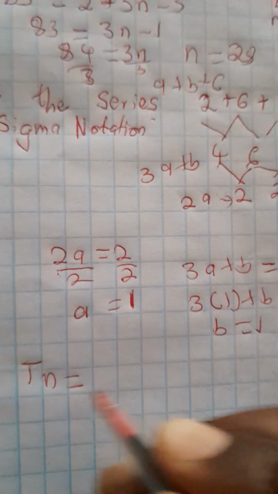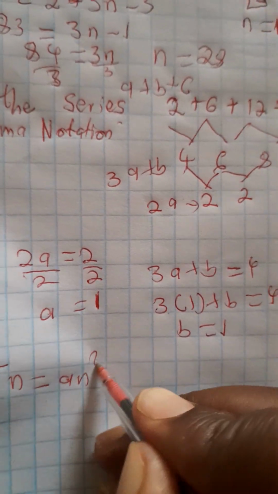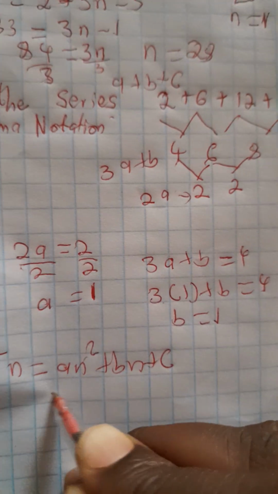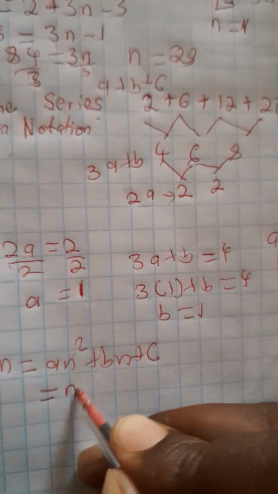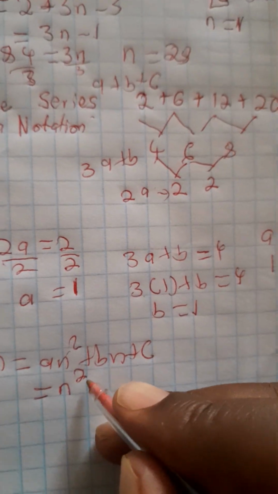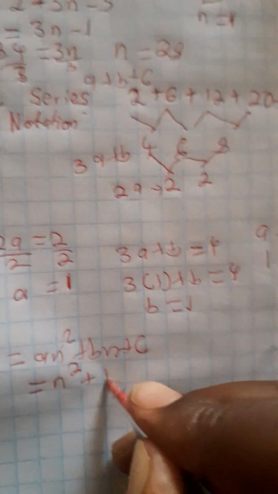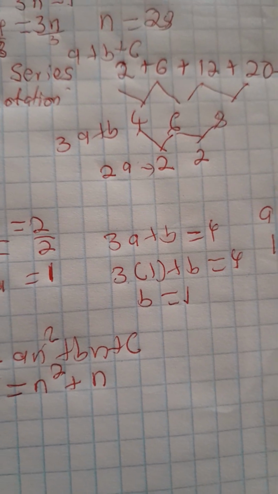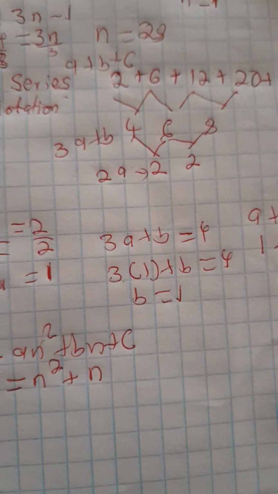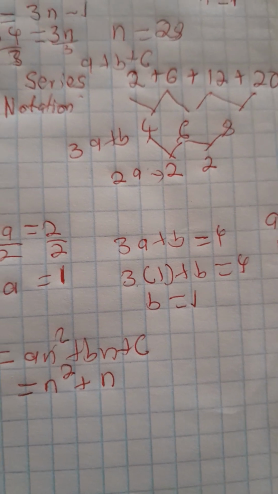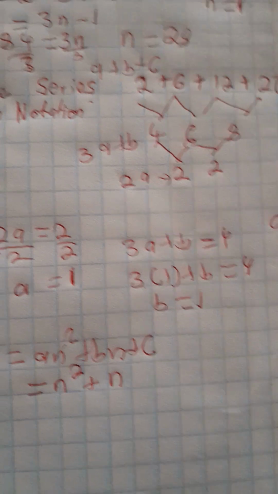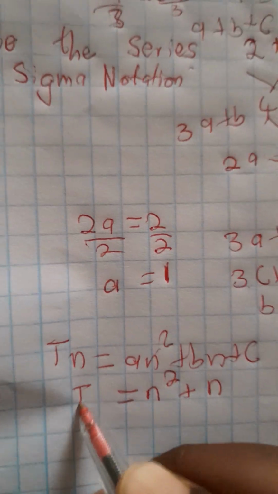We have tn equals an squared plus bn plus c. What is a? It's 1, so 1 times n squared is n squared. Then b is 1, so 1 times n is n. Then c is 0. So we have n squared plus n. Even if you substitute the first term, you have 1 squared plus 1, which gives you 2. Similarly, to get the second term, you will get 6. This is 100% correct, the general term.